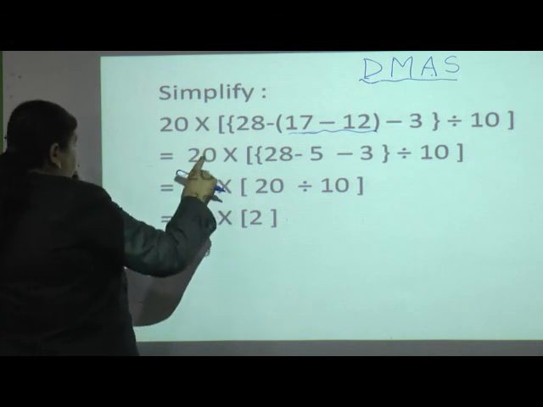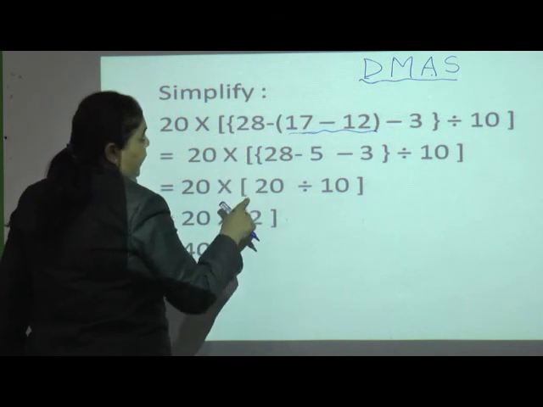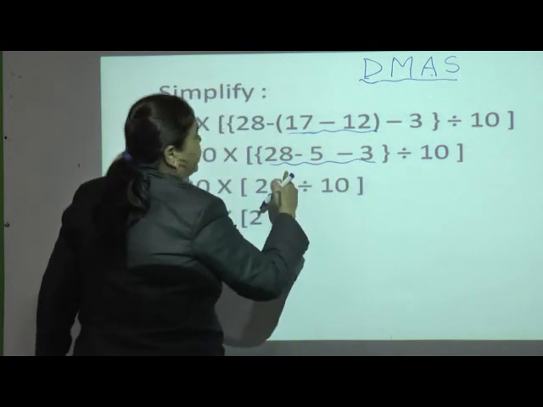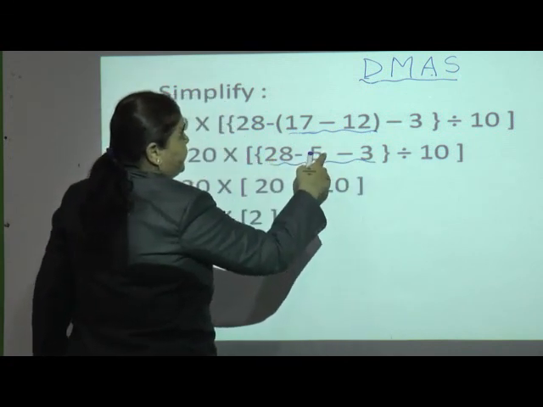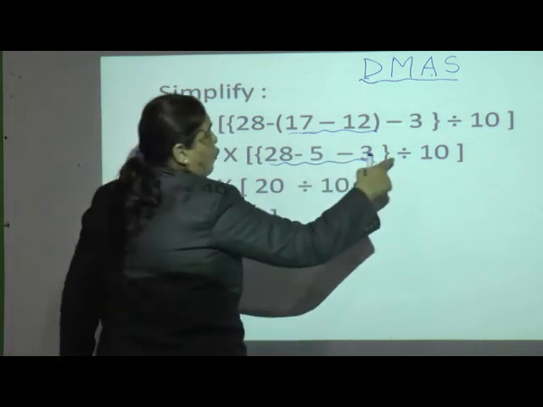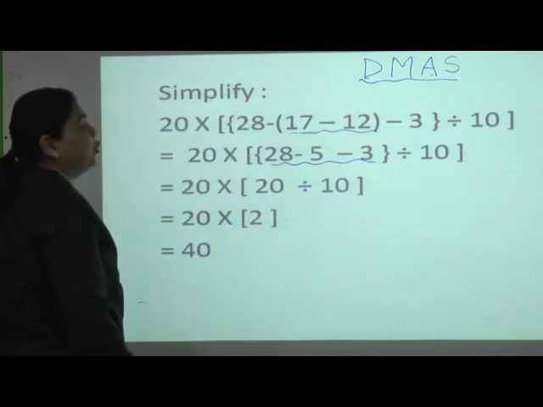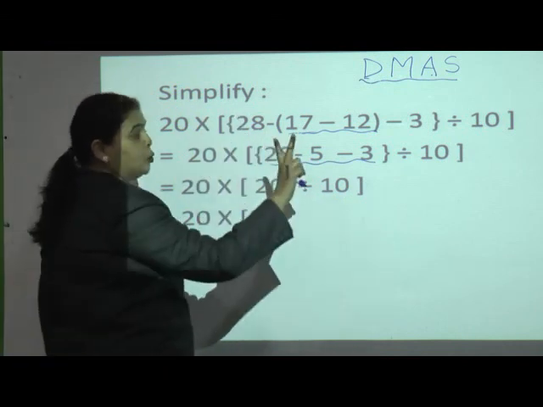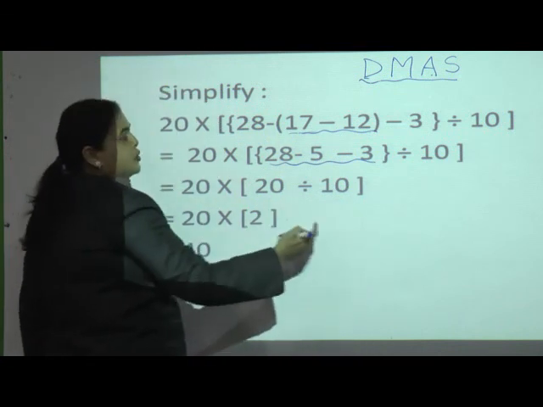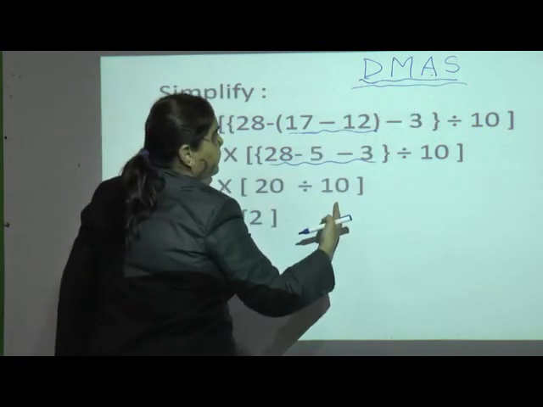So here is 20, write as it is 20, multiply, write the square bracket. Already we had solved here, that is 28 minus 5 is 23, 23 minus 3 is 20. Now, what is left? Divide 10. I had closed the bracket. Now what to do? Already I had taught you that different brackets and different operations we have to use, and it is followed by DMAS. Now we will apply this DMAS rule here.